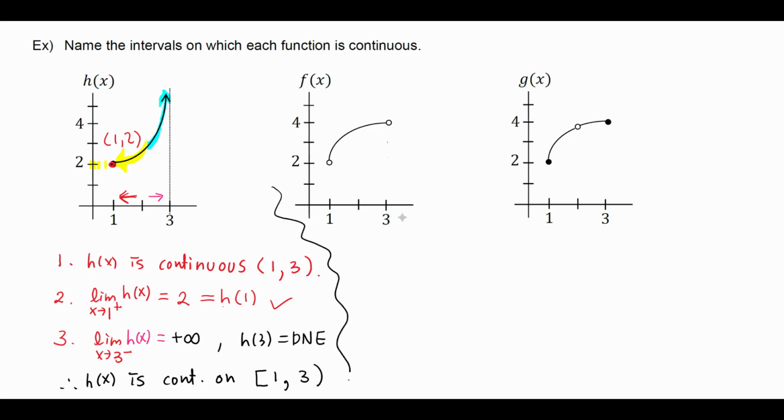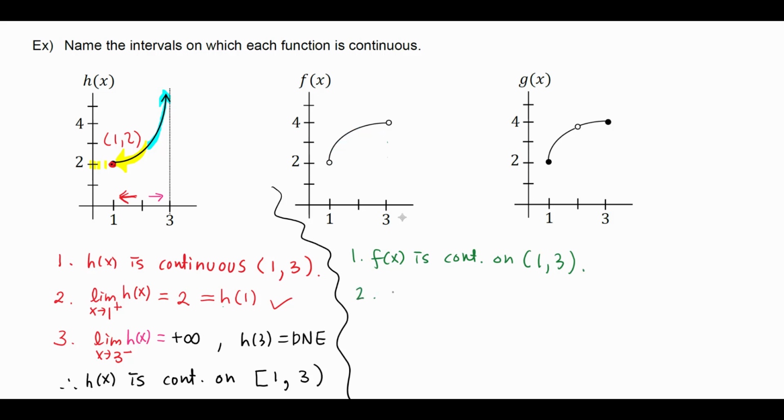Second question, let's look at f of x. First, we can see f of x is continuous on the open interval 1 to 3 because I can see in 1 to 3, the graph has no gap, no jump, no hole in between 1 to 3.